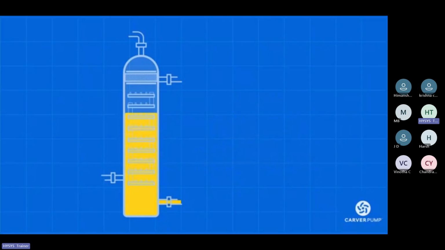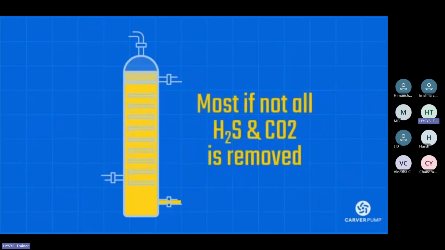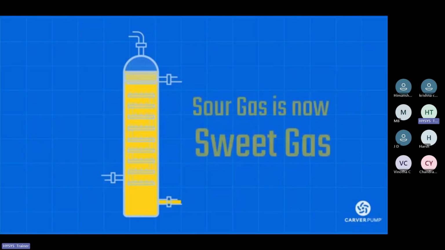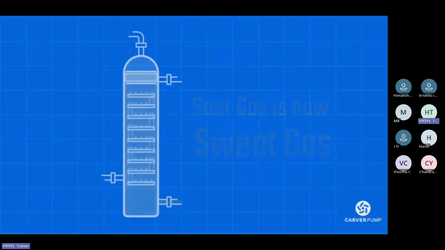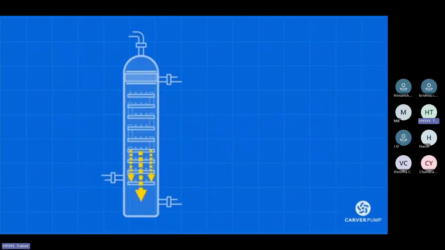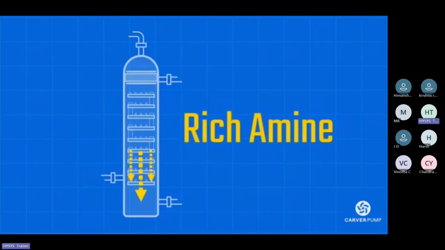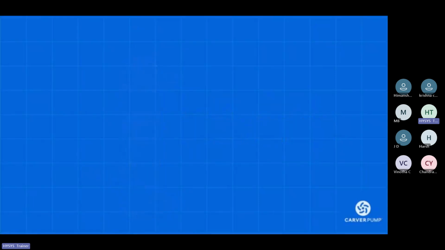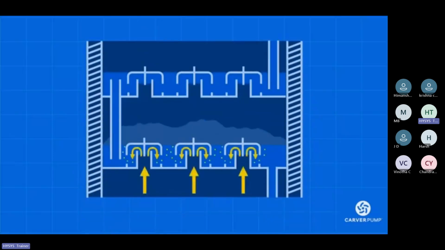By the time the gas gets to the top of the column and is discharged, most, if not all, of the H2S and CO2 should be removed. At this stage, the sour gas has turned into sweet gas, and is ready for sale or further processing. Meanwhile, the liquid amine solution enters the column from the top and collects H2S and CO2 as it makes its way downwards. By the time it reaches the bottom, it is full of these acid gases, and is known as rich amine. Instead of discharging these rich amines, they are pumped to the stripper column, where the acid gases in the amine solution are stripped, and the amines reused.